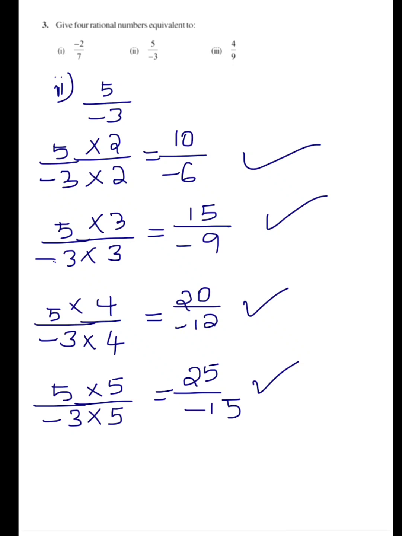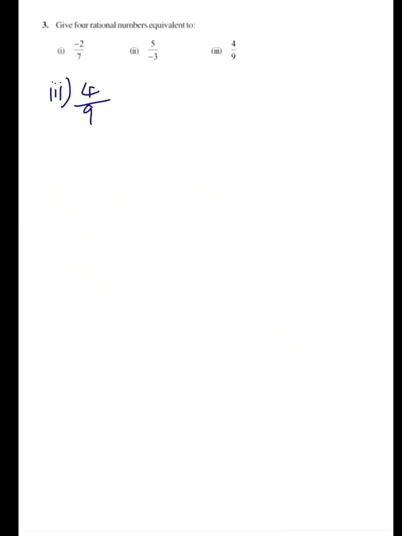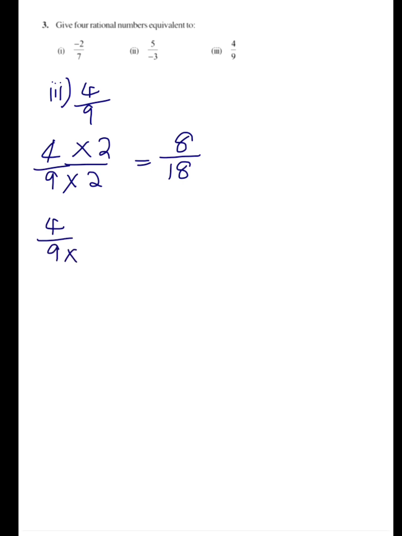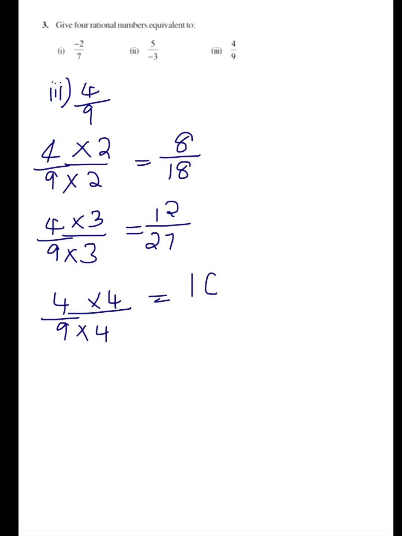Now the third one. Let's do it in the same way, that is 4 by 9 into 2. So 8 by 18. Now 4 by 9 into 3. What is 4 into 3? 12. 12 by 27. Now 4 by 9 into 4. So what is 4 into 4? 16 by, what is 9 into 4? 36. So 16 by 36.